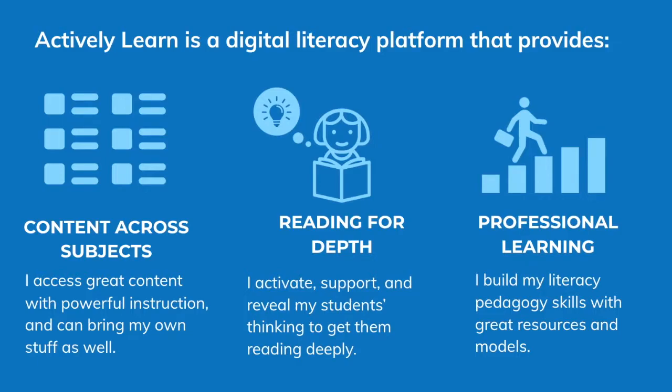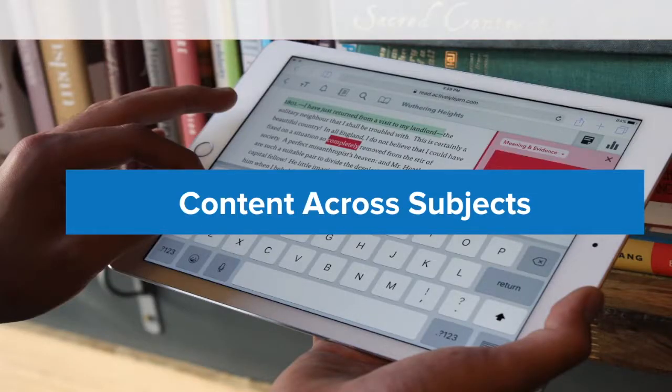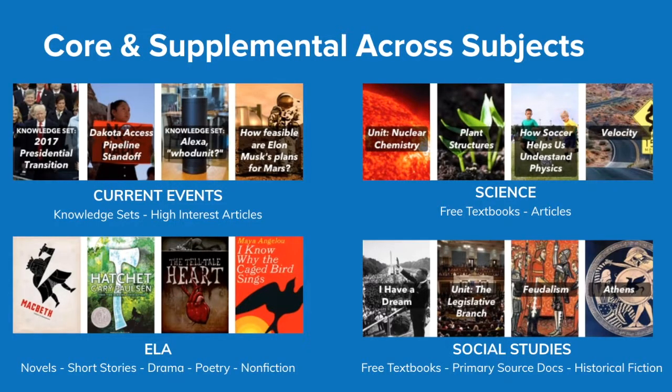Moving along though, Actively Learn. It's a digital literacy platform that provides content across subjects, reading for depth, and professional learning. So let's start by taking a look at some of the content that it has across different subjects here. There are core and supplemental materials for science, social studies, ELA of course, and there is a section on current events as well. Now, all of these subjects have things like free textbooks available, articles, primary source documents, historical fiction, novel, short story, drama, poetry, nonfiction.